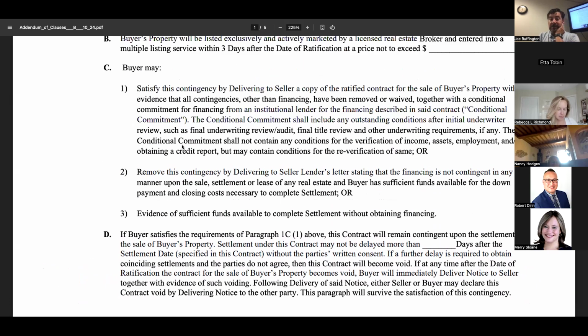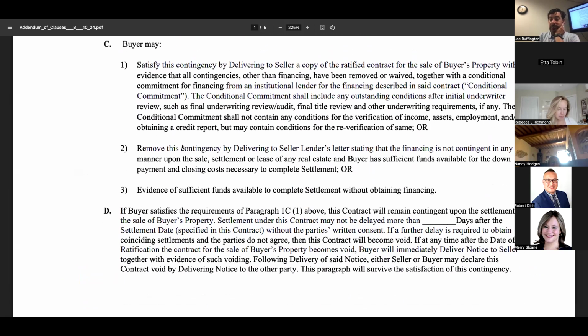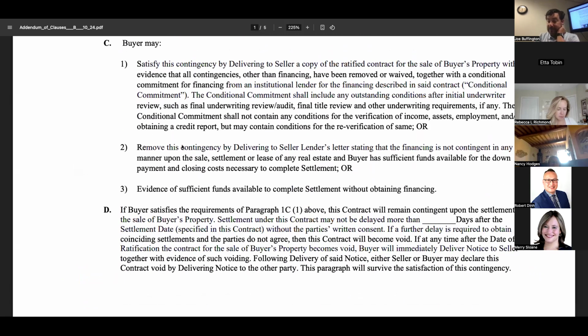All right. Questions on paragraph 1. This is really complicated, but good stuff.